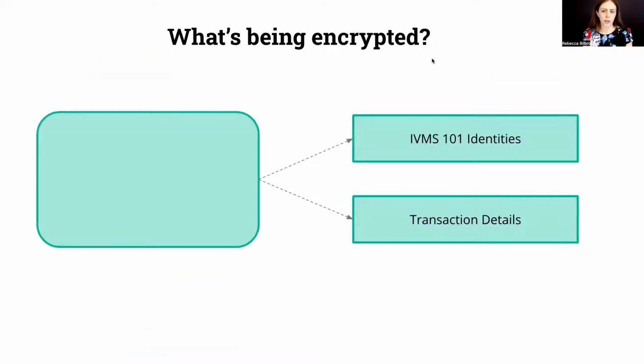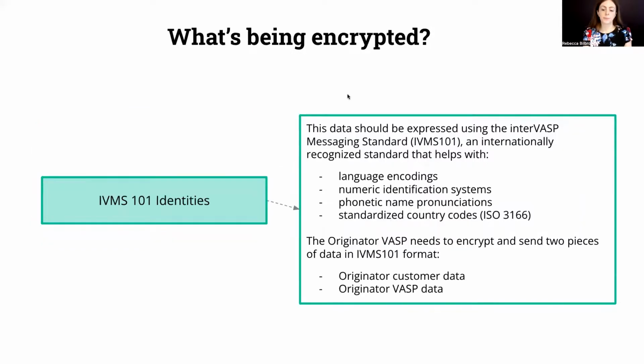What exactly is being encrypted here? Well, there's two parts. First, the IVMS 101 identities, and second, the transaction details. As for the IVMS 101 identities, IVMS 101 is an internationally recognized standard that helps with things like language encodings, numeric identification systems, phonetic name pronunciations, and standardized country codes.